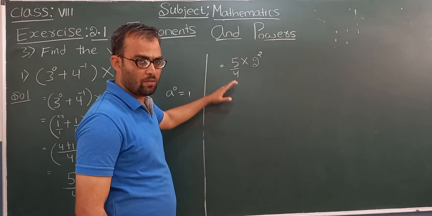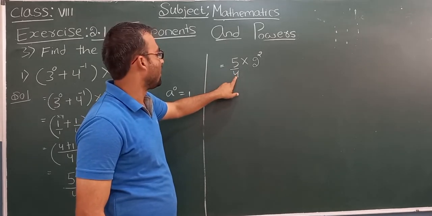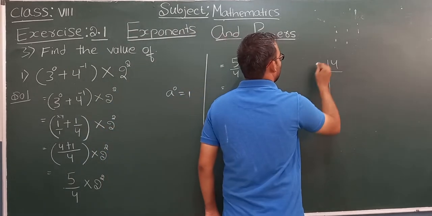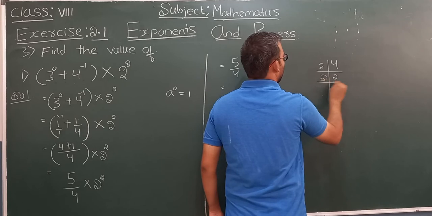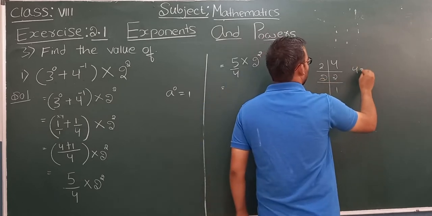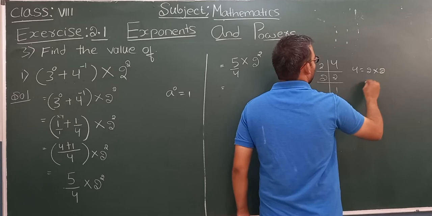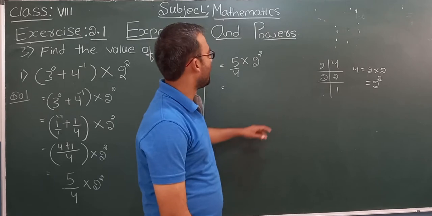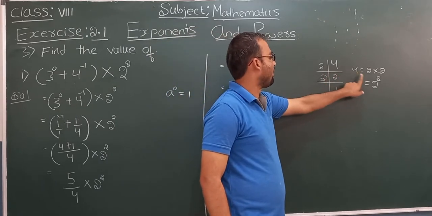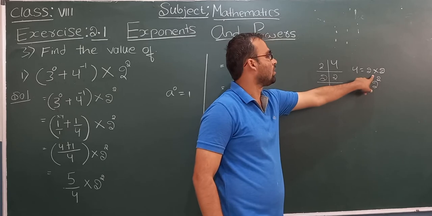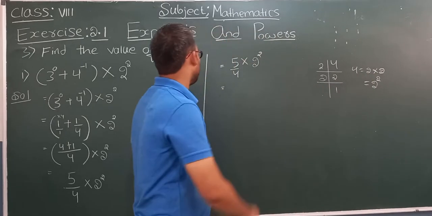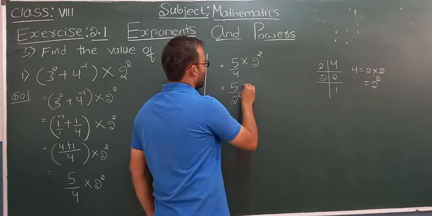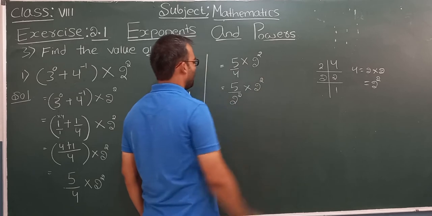As we are solving this using exponents, we need to convert this 4 into exponent form. Just look here. 2 2s are 4, that is 4 equals 2 into 2. So 2 into 2 can be written as 2 to the power 2. What is the meaning of this? We can write 4 as 2 power 2, because 2 into 2 is there. So here, write 2 power 2 in place of 4, and this is 2 power 2.